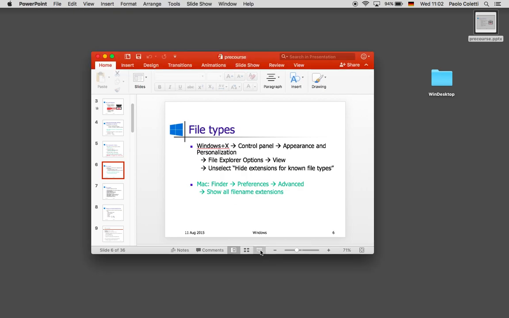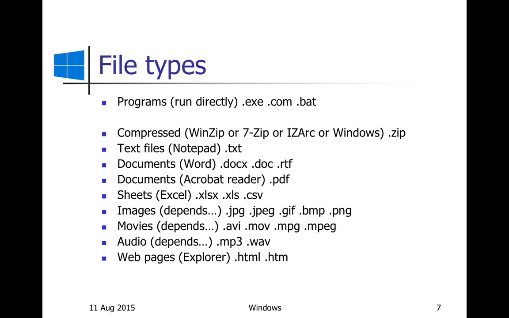Okay. Now that you're able to see the extensions, we can start talking about file types. We distinguish, as we already talked about in the very first lesson, file types between programs and the rest, data files. Programs are identified by the fact that when you double click on them, they run directly. So they don't need another program. You double click and the program runs itself. It's executed, or it goes into execution, it runs, it starts.